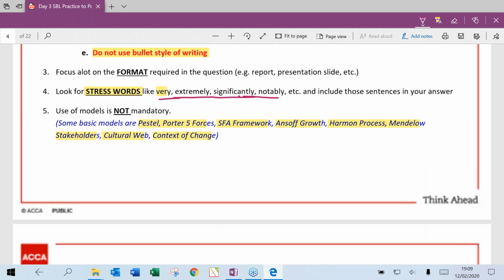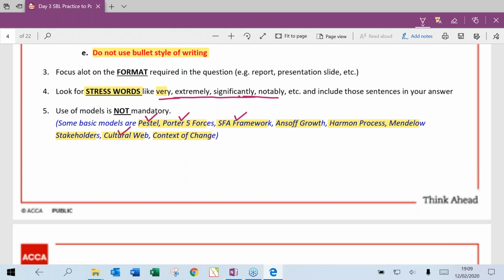Out of these 8, I think we have covered PESTEL. We covered Porter's 5 forces yesterday. On day 2, we also talked about the SFA framework. And today we're going to talk about the cultural web.